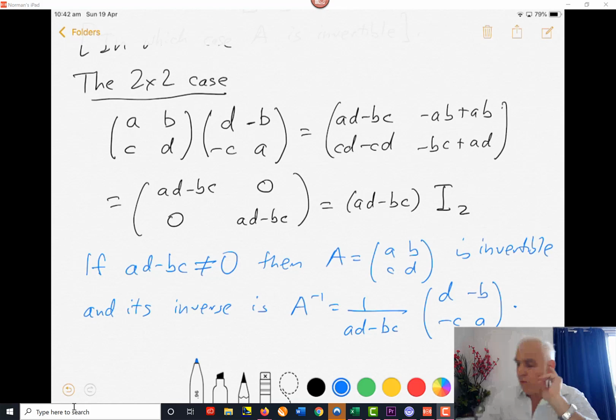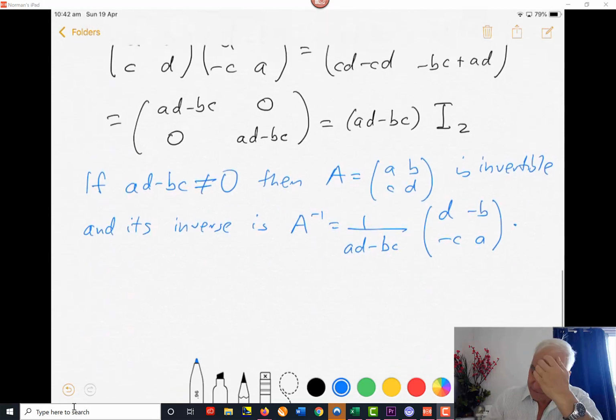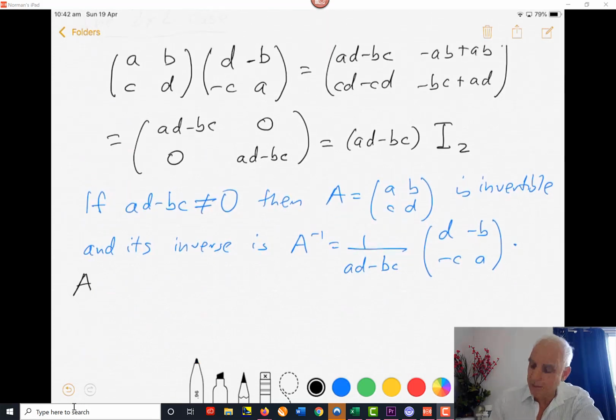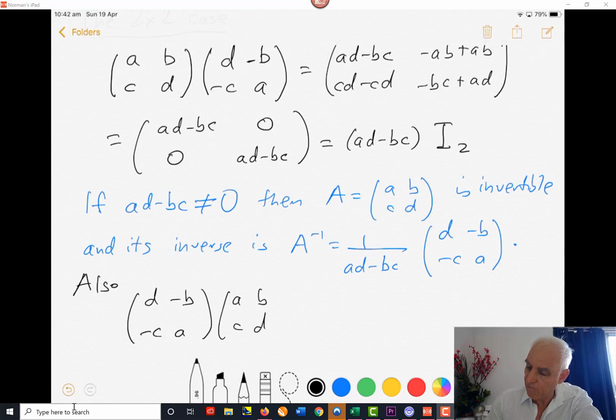Actually, to be honest, I haven't quite demonstrated that. To really fully demonstrate that, I also need to show you that we have a left inverse. So I've established that the matrix A has a right inverse, but I also need to check it on the left. So let's make that calculation. Also, let's take the same D, minus B, minus C, A that we had before, and A, B, C, D, and let's multiply them in this order.